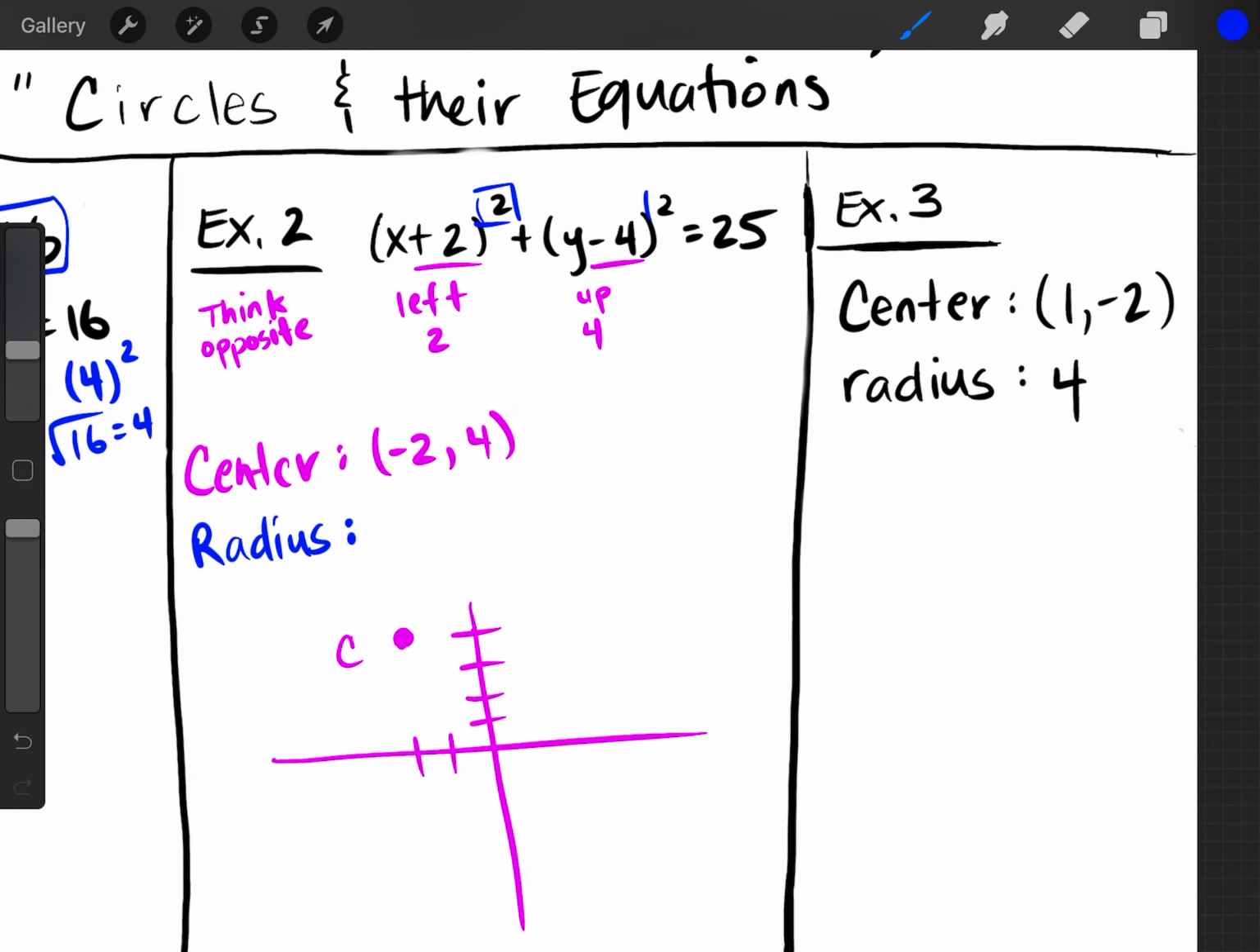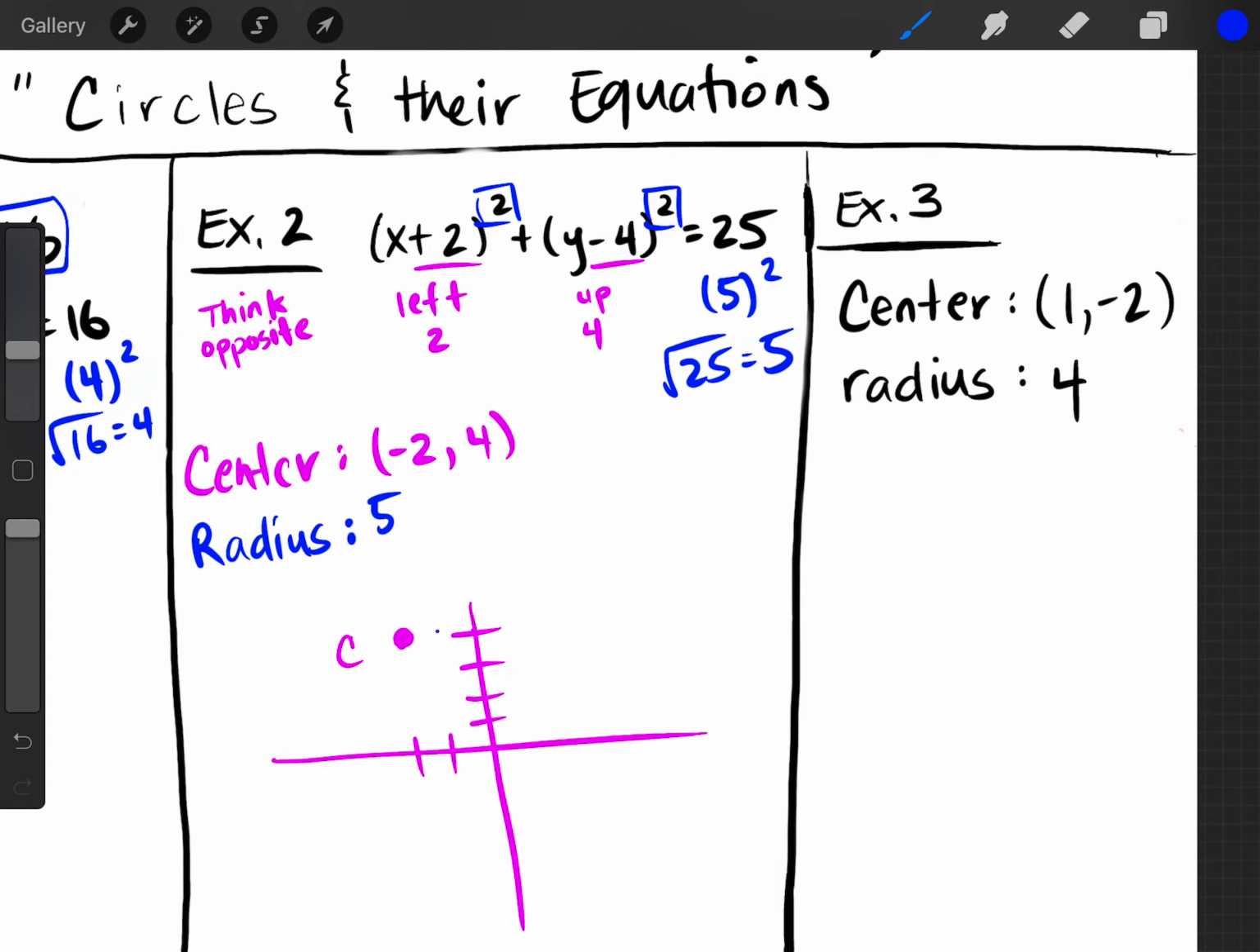Again, we can find the radius the same exact way. Again, following that pattern, it's x plus 2 squared, y minus 4 squared. So we want to write this 25 as some number squared. That number ends up being 5, so we know that the radius is 5. Or again, you can just do the square root of 25 is 5, telling you that radius is 5.